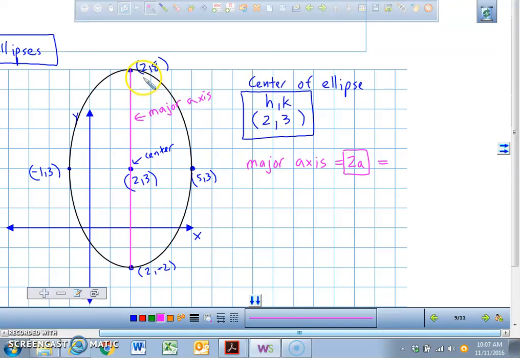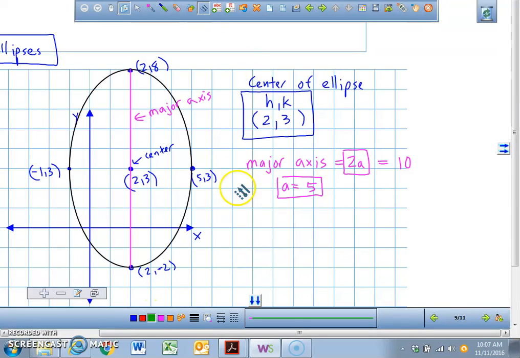By the way, how many units from an 8 all the way down to a -2? How long is that? 10 units, that's right, 10 units. Which means our a value will eventually equal 5, because 2 times 5 is 10. So right here on your paper, put your a value will equal 5.